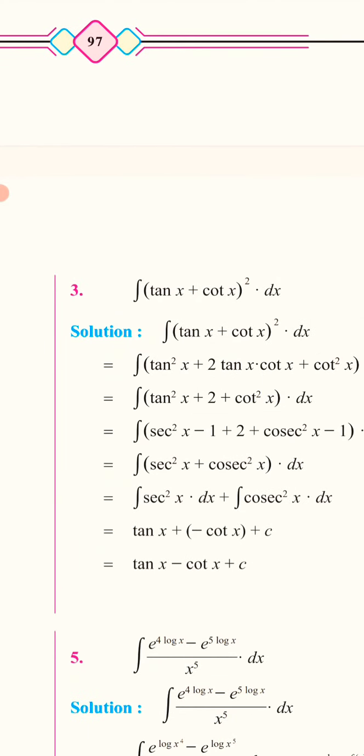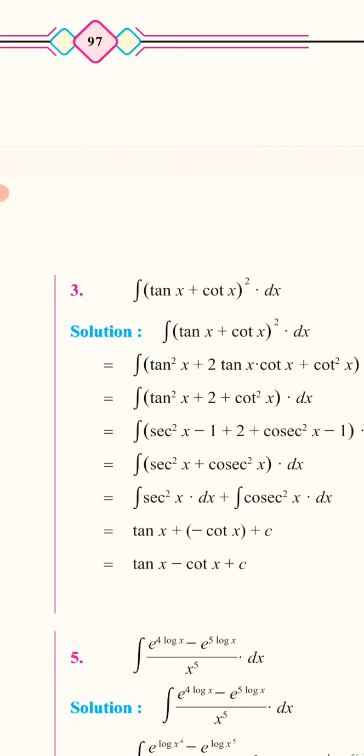Third example: integration of tan x plus cot x, bracket square, dx. By using the formula a plus b bracket square is equal to a square plus 2ab plus b square, we consider tan x as a and cot x as b. So tan square x plus 2 tan x cot x plus cot square x. Tan x into cot x is equal to 1, that is the identity. So tan square x plus 2 plus cot square x.